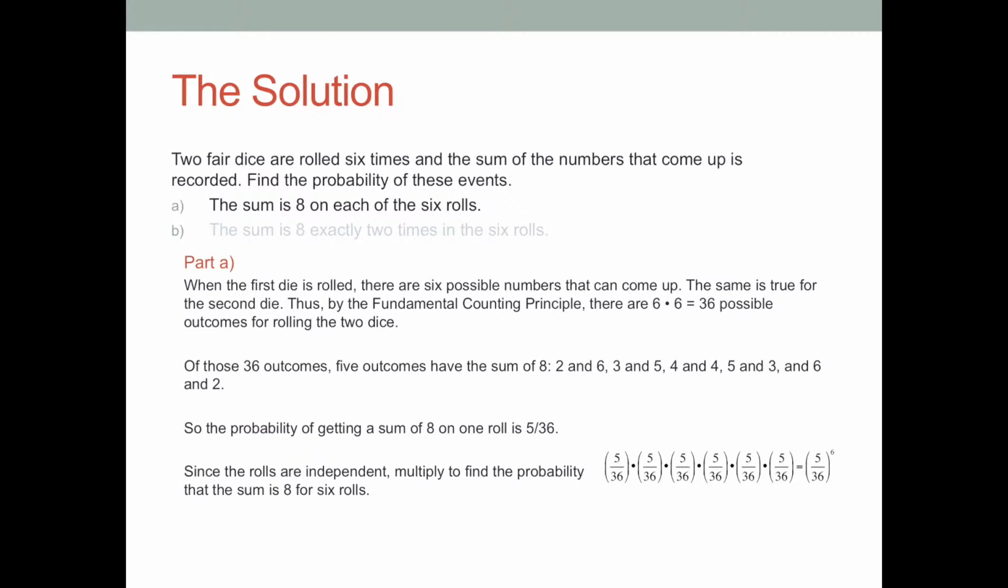5/36 times 5/36 times 5/36, 6 times, or 5/36 to the 6th, which is 15,625 divided by 2,176,782,336, or approximately 718 millionths.